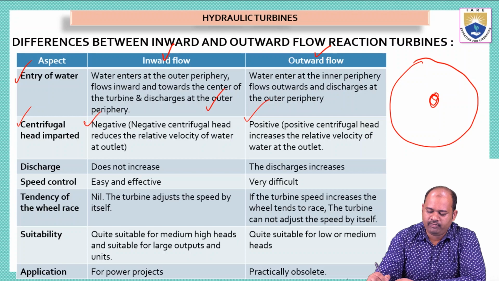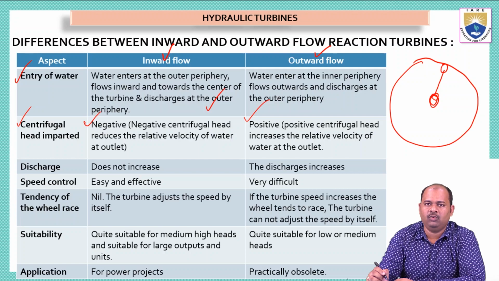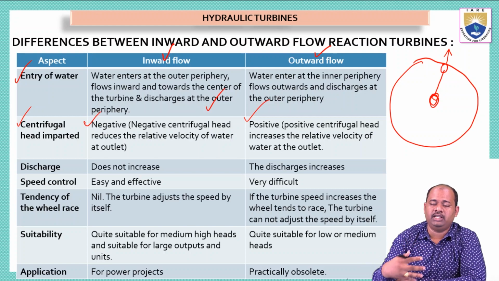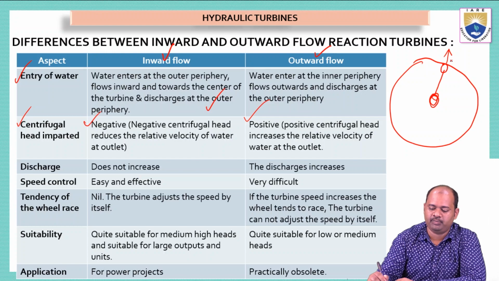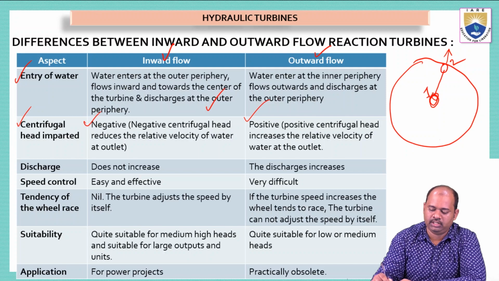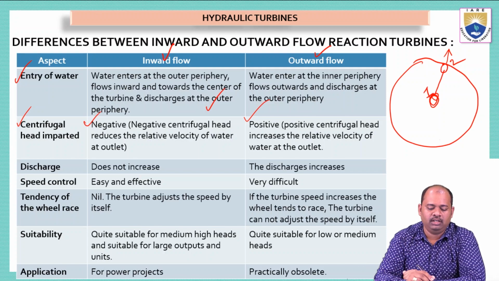Now, when we move away from the center, if I keep this water droplet at the outer periphery, the centrifugal force acting on it will be more when compared to the center. The centrifugal force will make the water droplet fly off easily, because the force acting on the droplet at point 2 is more when compared to point 1 at the center. So this is the difference: in the inward flow turbine, the centrifugal head is negative, whereas in the outward flow it is positive.